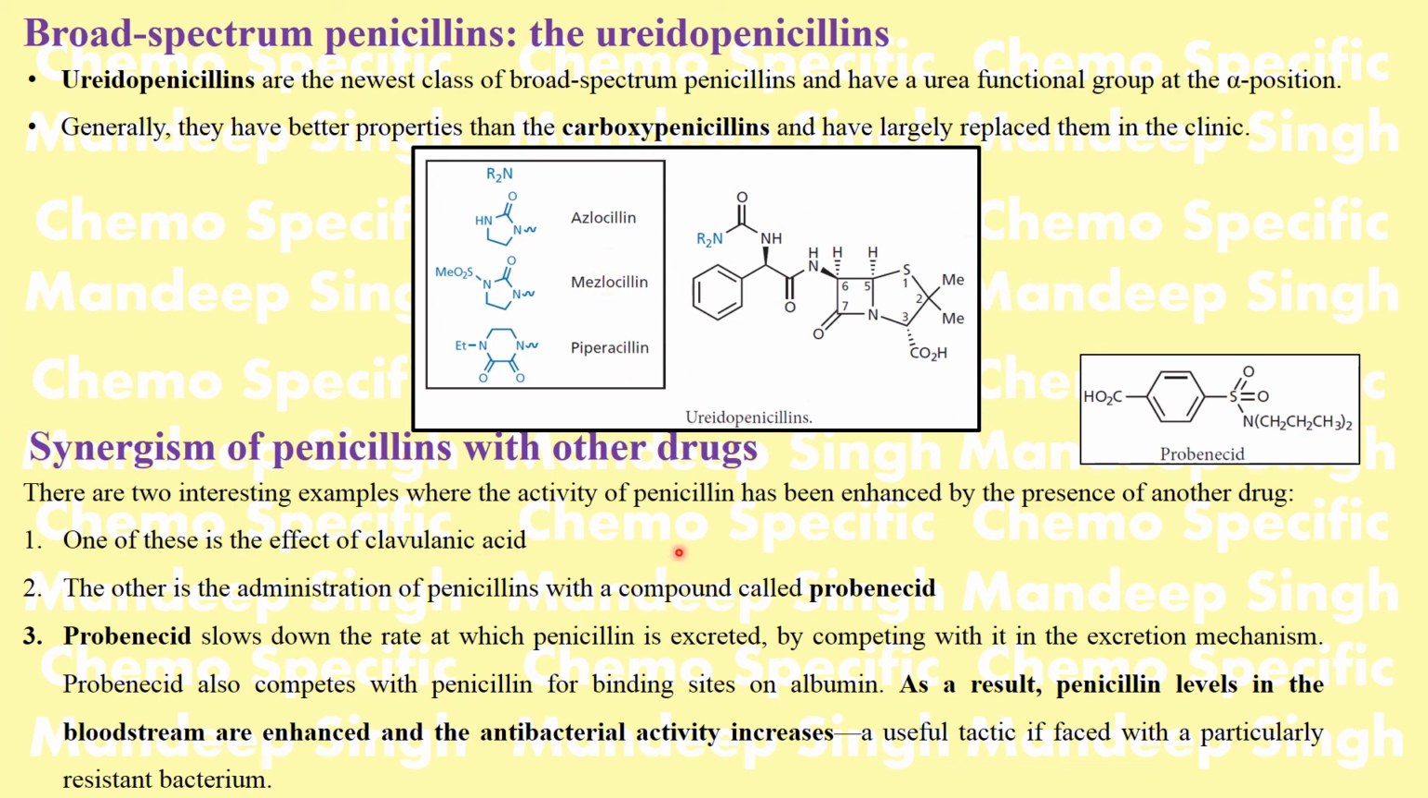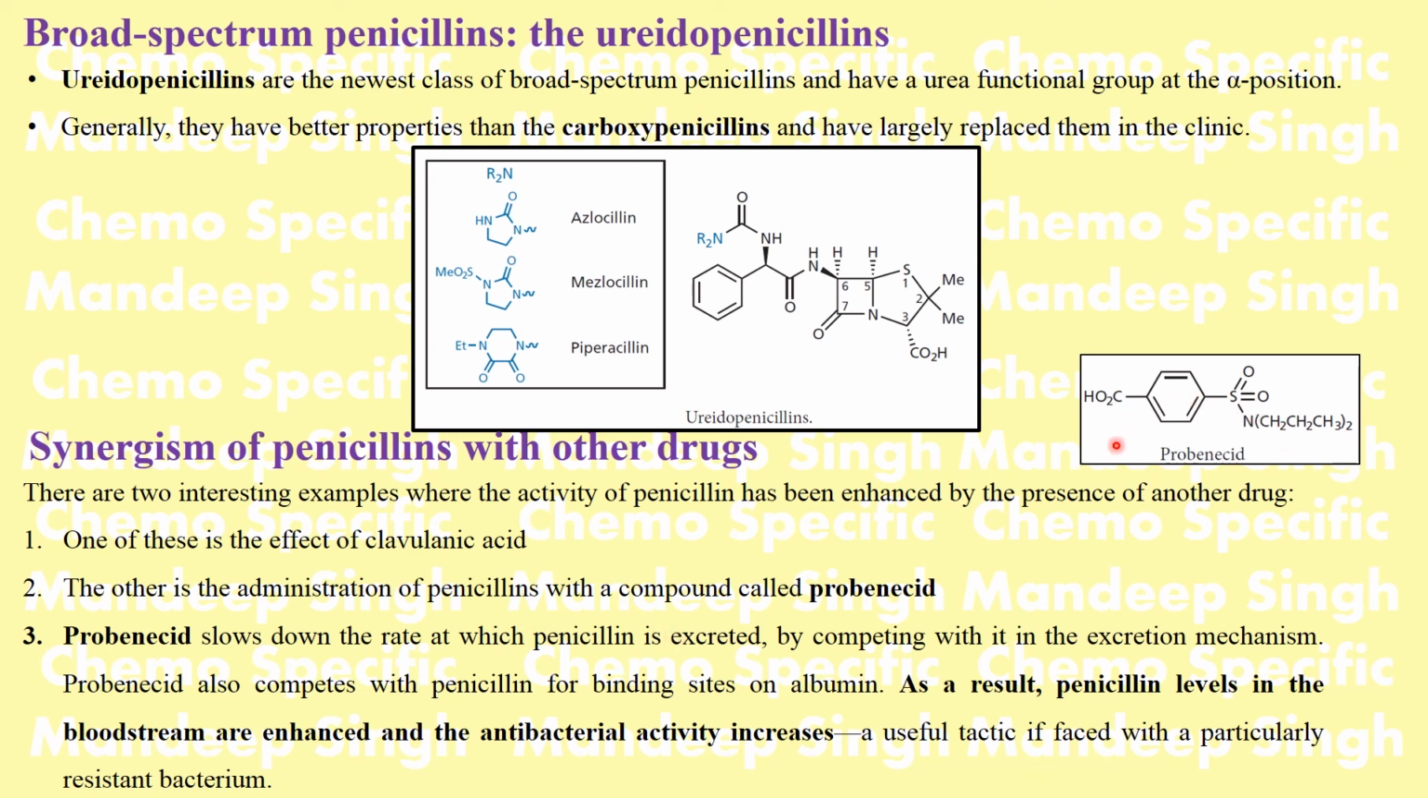Now, can we use penicillin in combination with other drugs? Yes. One of them, as I said, is clavulanic acid, which I clearly explained why we use, because clavulanic acid has a very high affinity for the beta-lactamase enzyme, so it inhibits the beta-lactamase enzyme.